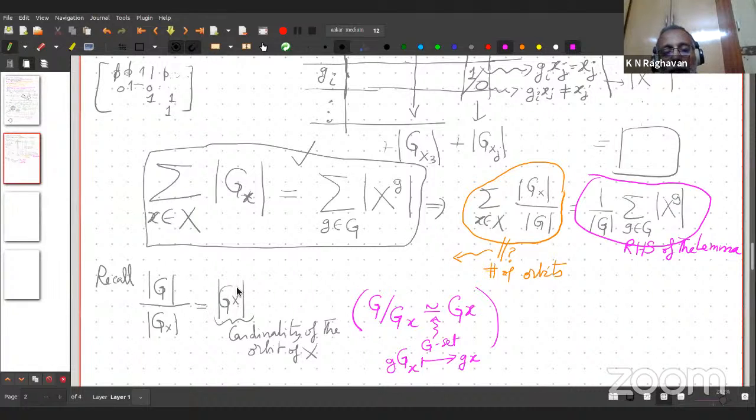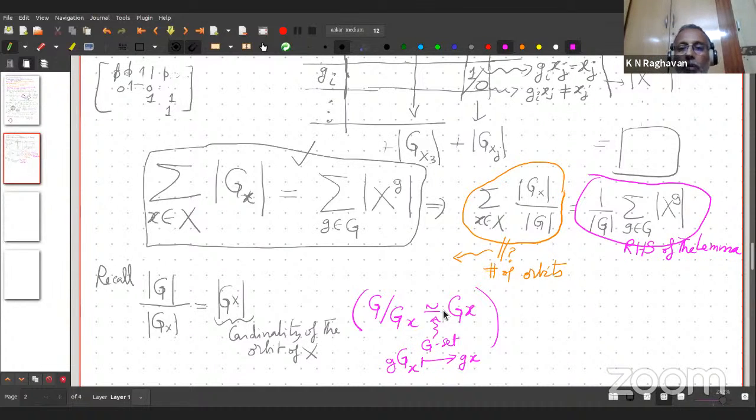We used this, remember, to deduce that the cardinality of the centralizer of an element in a finite group and the cardinality of the conjugacy class of that element are reciprocal in the sense that when I multiply them, I get the order of the group. Okay, we had used that.